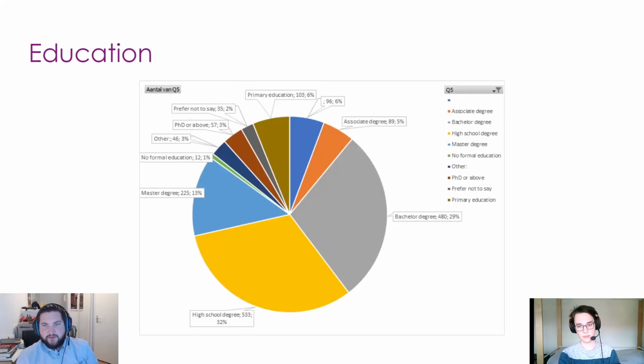The same goes if we take a look at education. So we asked the people who filled out our survey what their education was, and then we asked their highest obtained degree. So if they're still enrolled, we asked their highest obtained degree. For me, for example, I was still enrolled in my master's degree, so my highest obtained degree would have been a bachelor's degree. Well, here you can see that around 90% of all respondents had a high school degree or higher.